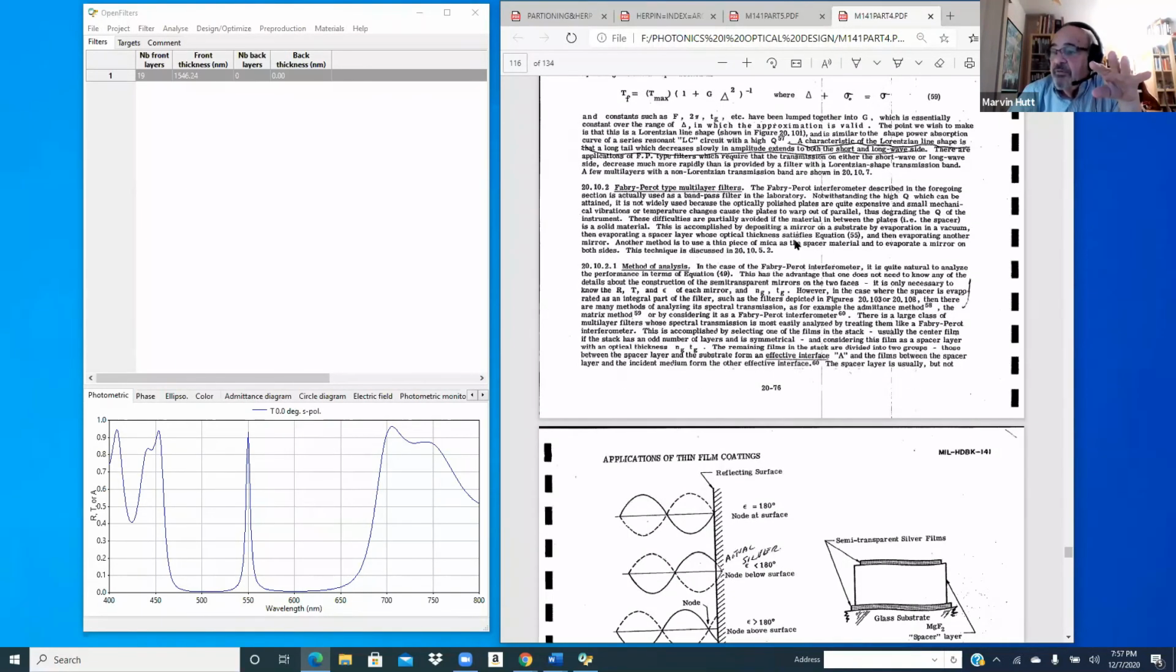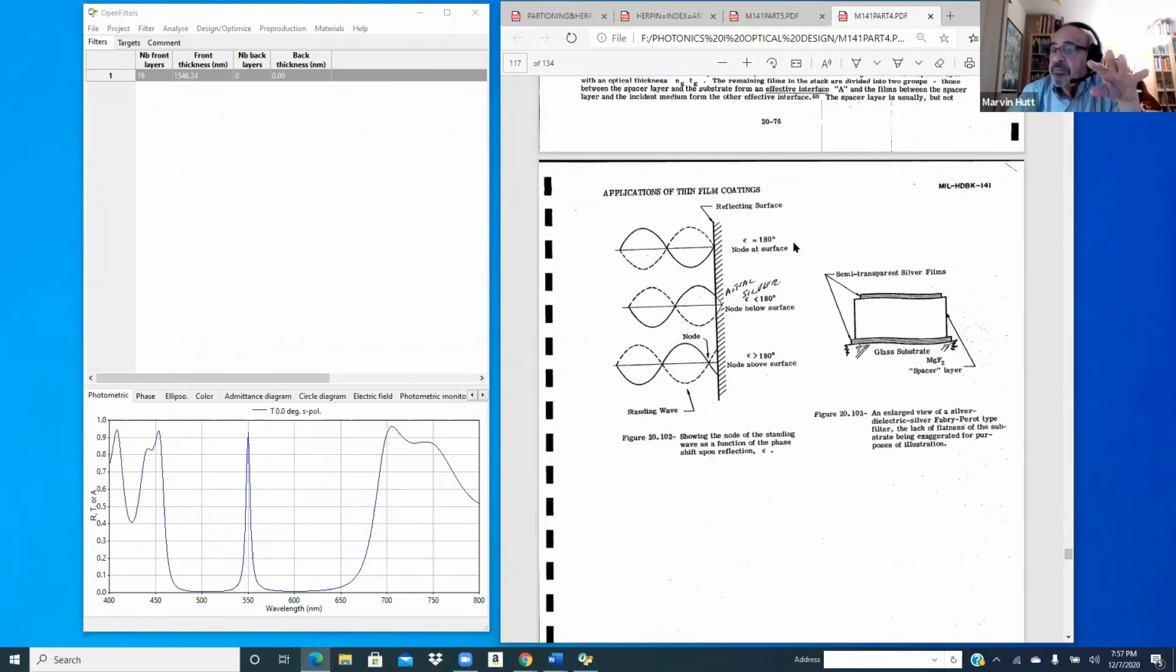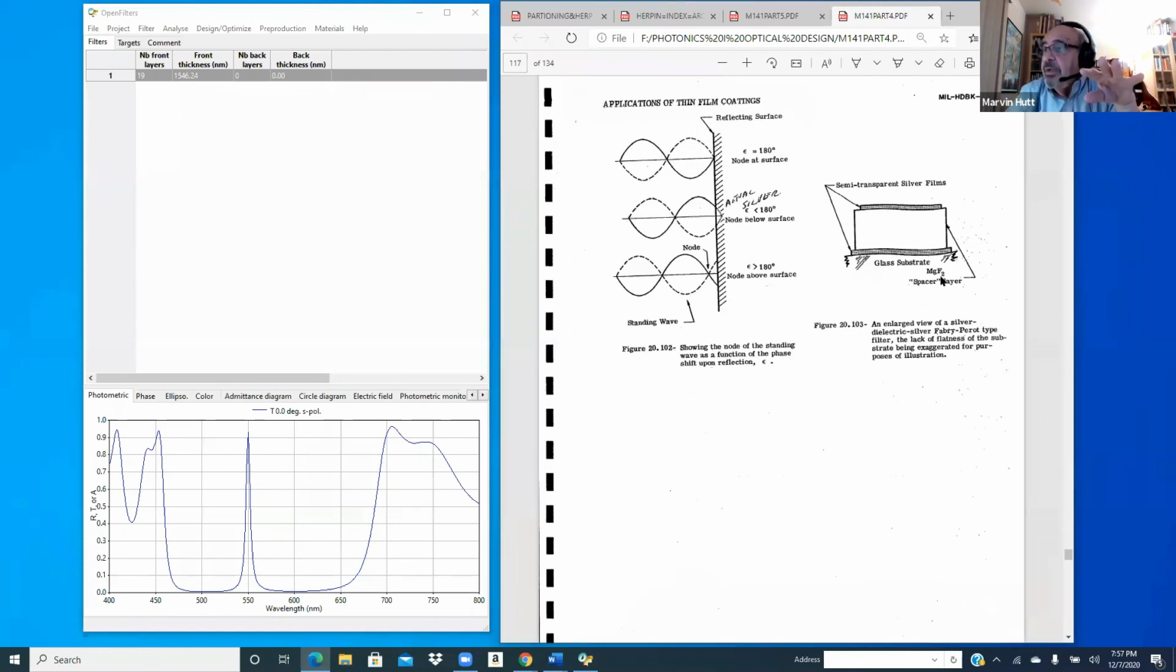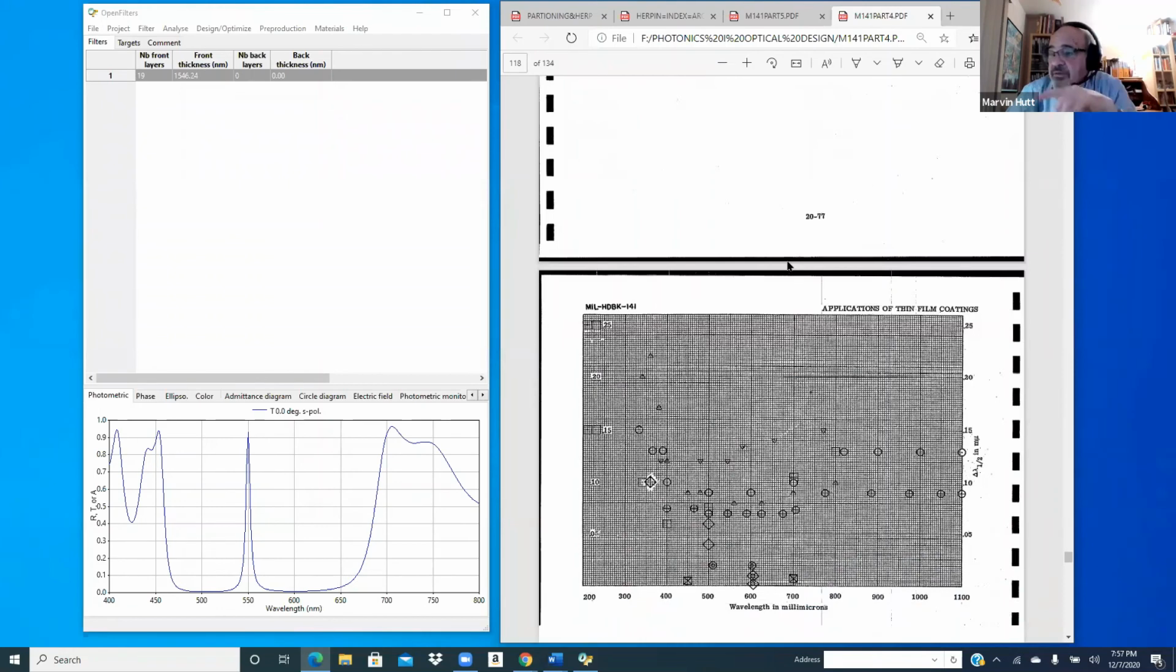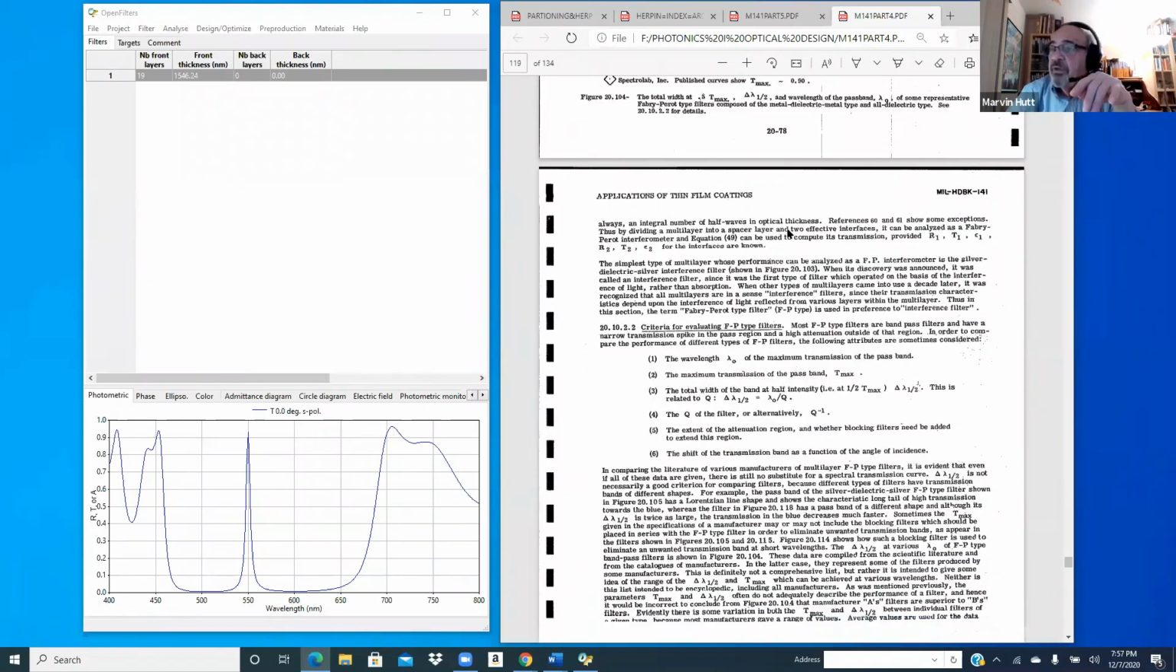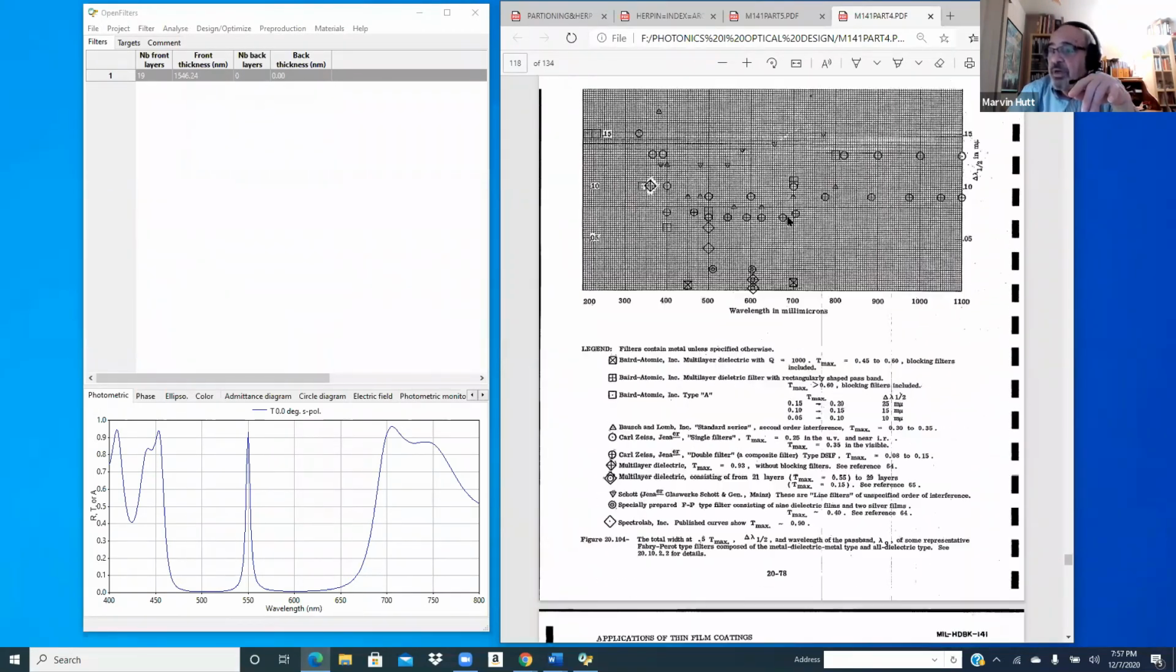So here's multi-layer film, and again, we have a layer and a spacer, and these are the various available filters from various manufacturers way back when.